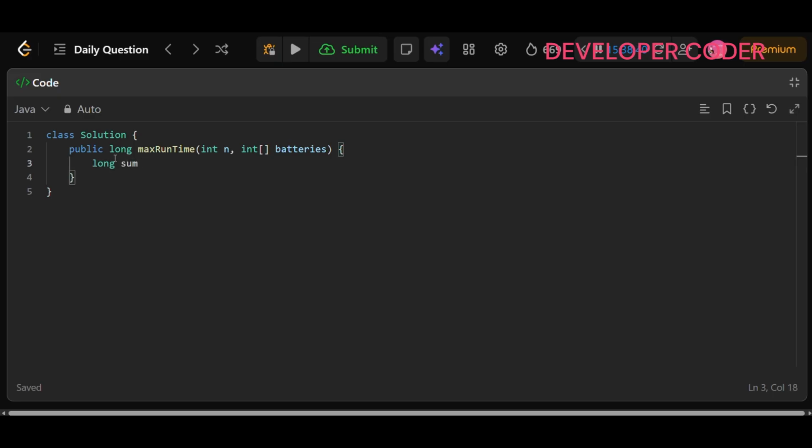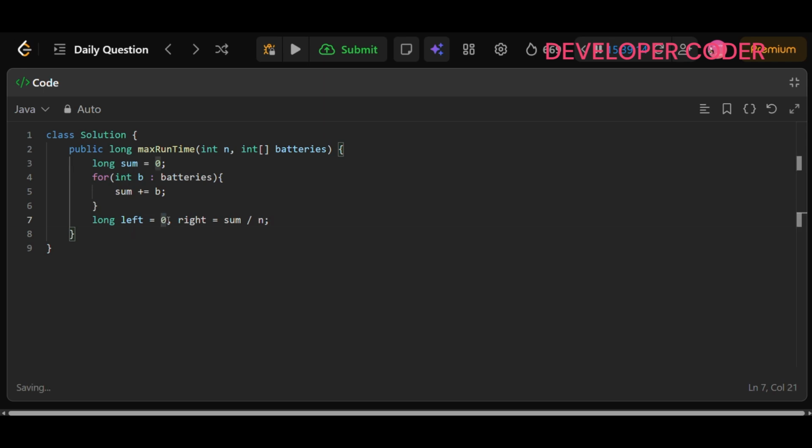Here first you have to take sum equal to 0, and then you have to iterate over all the batteries, int b in batteries. Now initially I was thinking of doing it like this only, right? But if you want to further reduce the constants, here I'm taking long left equal to 0 and right equal to sum divided by n, so this will also work, okay?